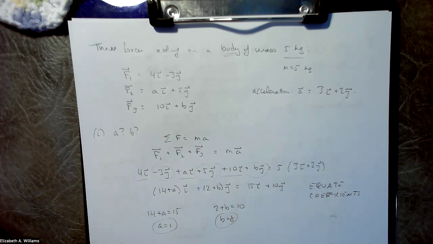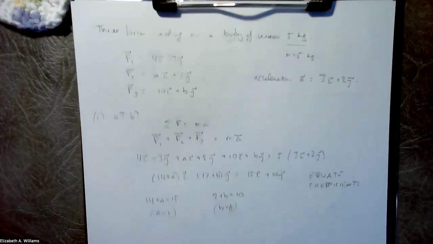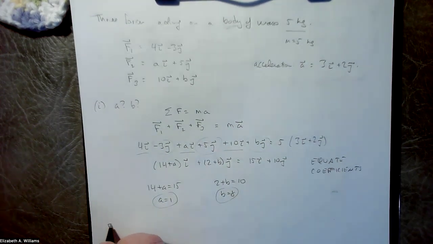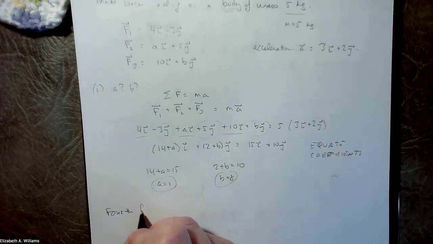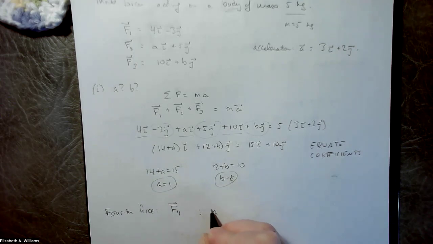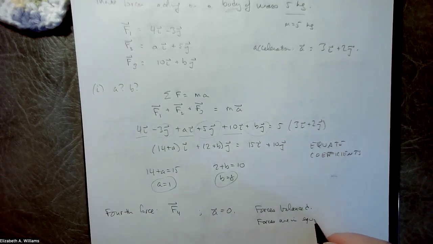Okay, and then the second thing I care about is a little bit more to the story. So the story then goes, a fourth force. I'm modeling this on existing exam questions, by the way. The fourth force is now acting on the mass as well. So I've got all 4 forces in play. And the upshot of this fourth force is that the acceleration is now 0. So the forces are balanced, or you could say that the forces are in equilibrium.